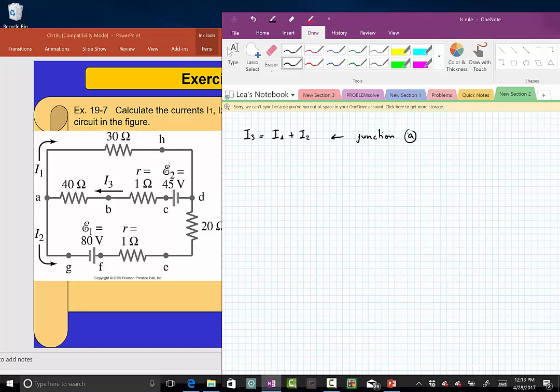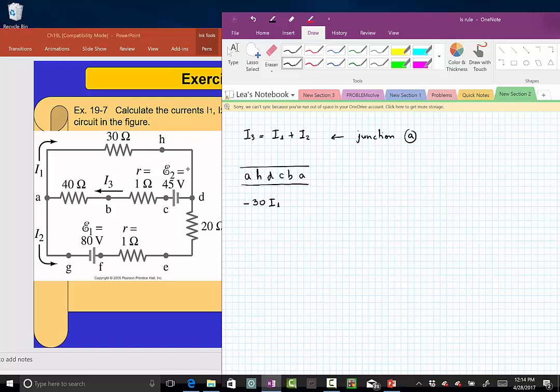So let's go for the second rule, which is let's pick loops. So one loop that the book chooses is this one. We start at point A, go to H, D, C, B, back to A. Okay, so how would we write the equation for this loop? So from A to H, you see we are following the current. So every time we are following the current, every time we see a resistance, we have a drop in the potential. So I'm going to write here minus 30 I1. Very good. So I'm now in point H.